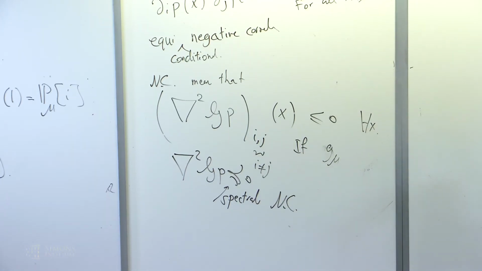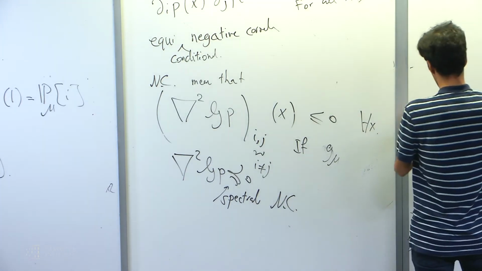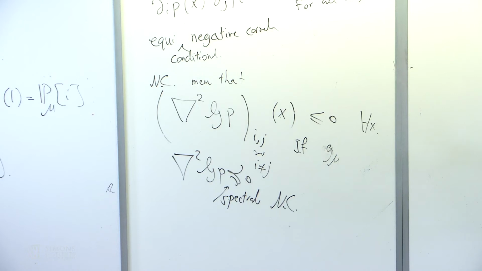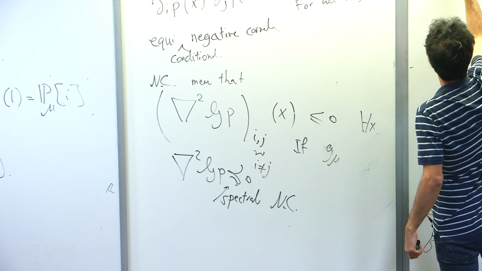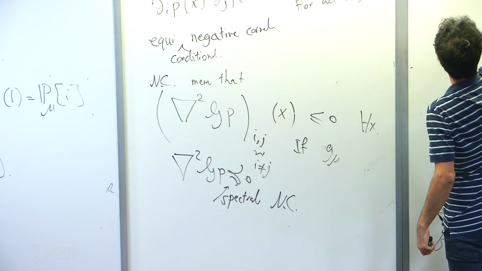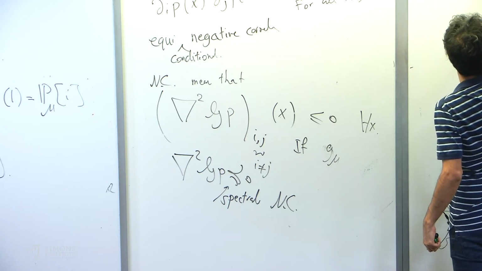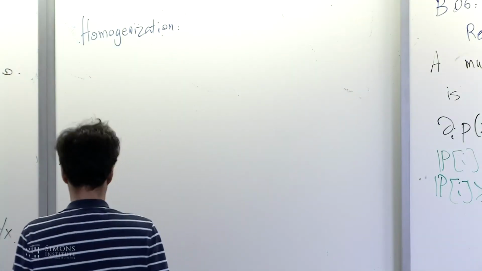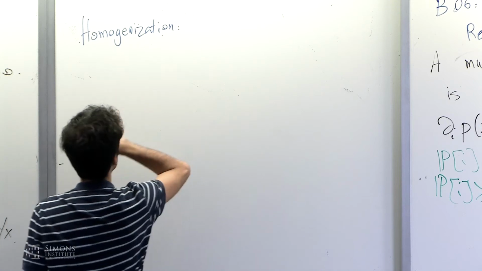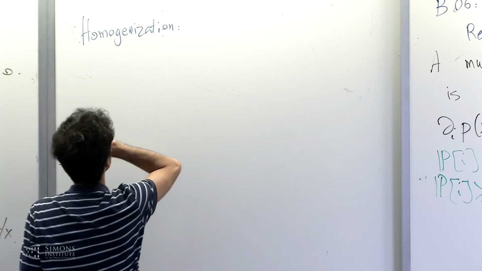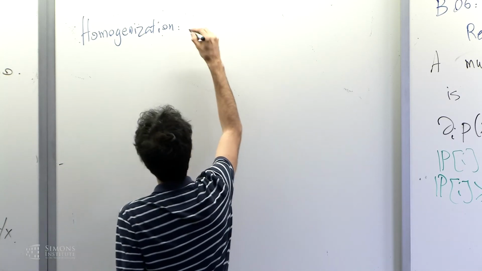So let me say the next thing. I said negative correlation. Now I want to say the next thing, which is truncation and homogenization. It's another operation that these polynomials are closed under. So homogenization. This is again a theorem due to Gaussian, Brandon, and Liggett. Let me first define it.